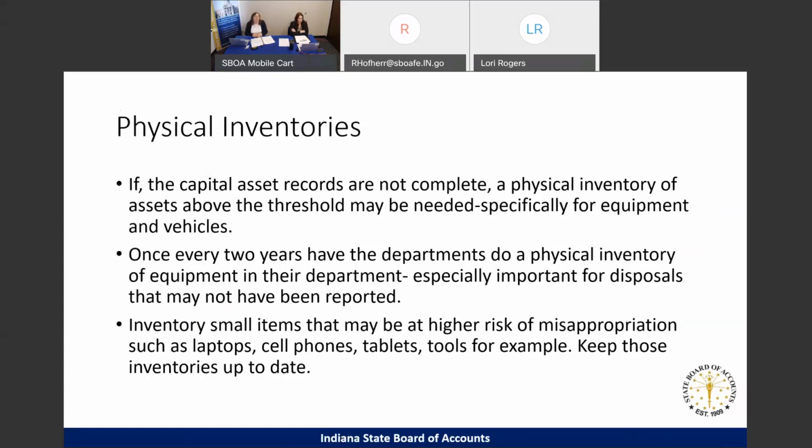And then again, the inventory is a secondary safeguard for assets. If you have small items that can be higher risk of misappropriation, think of laptops and cell phones, tablets, small tools in your highway department, some of those small tools can be very pricey. If there is a potential that they could disappear, it's a good idea to have an inventory of those and have the people they've been assigned to be responsible for them and keep those inventories up to date.